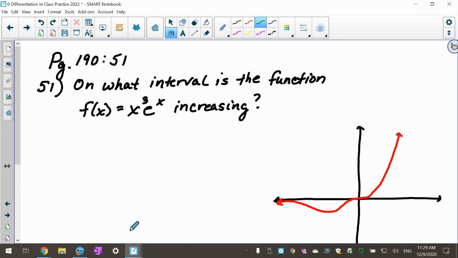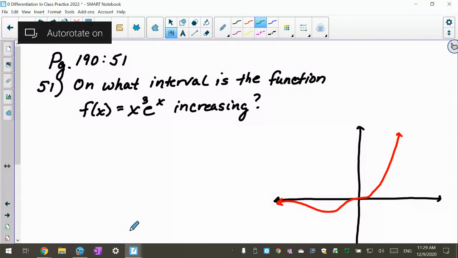All right, this video is again practicing the product and the quotient rule. This one's a product. I'm going to use the product rule for this, and it's on page 190, number 51. So this is part of your text assignment. And the question is, on what interval is the function f of x equals x cubed e to the x increasing? Well, the first thing I did was actually graph it.